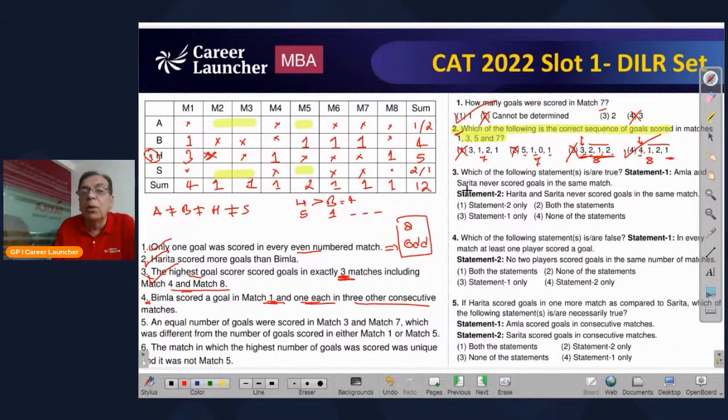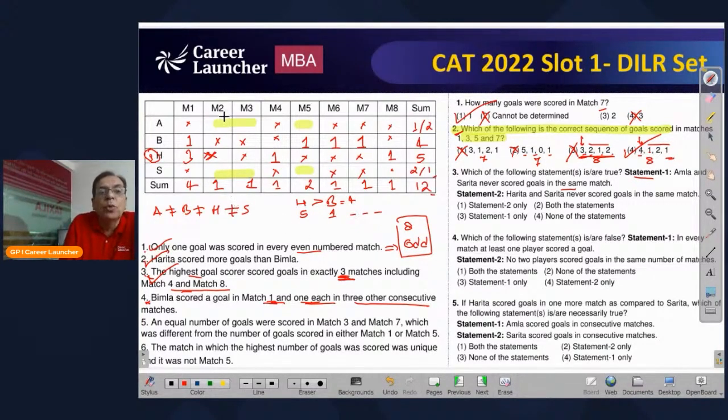Now look at question number 3. Which of the following statements are true? Statement 1: Amla and Sarita never scored in the same match. So if Amla is 1 and Sarita is 2, or vice versa.